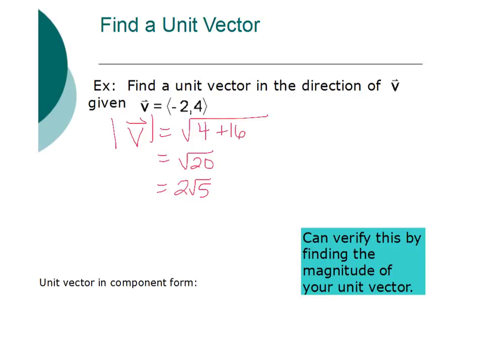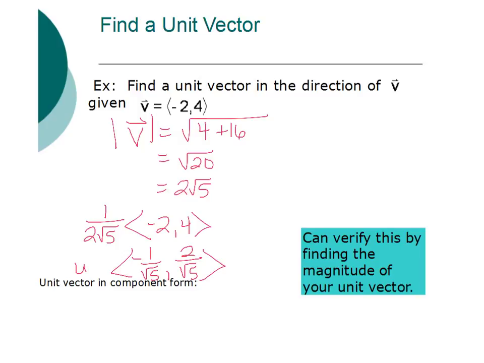One way to think about that, if you think of it like when we multiplied by 2 or multiplied by 3, we put it out in front, you could think of it like this: 1 over 2 root 5, and I'm going to multiply it by my vector v. And basically that gets distributed. When I multiply it, I'm going to have a -1 over root 5. And then when I multiply it by the 4, the 2 and 4 will be able to reduce, and I'll end up with a 2 over root 5.